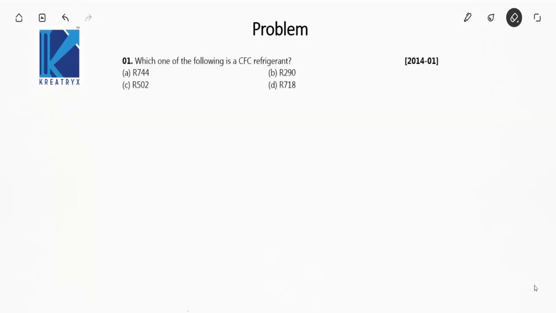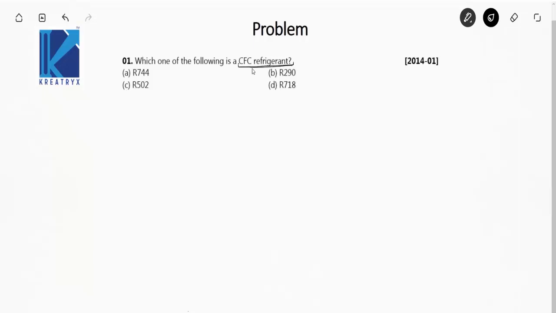Let's take on some previous year GATE problems from the subject RAC. So the first question is, which one of the following is a CFC refrigerant? Okay, so let's check the options and reject the options, and we'll get the right answer.